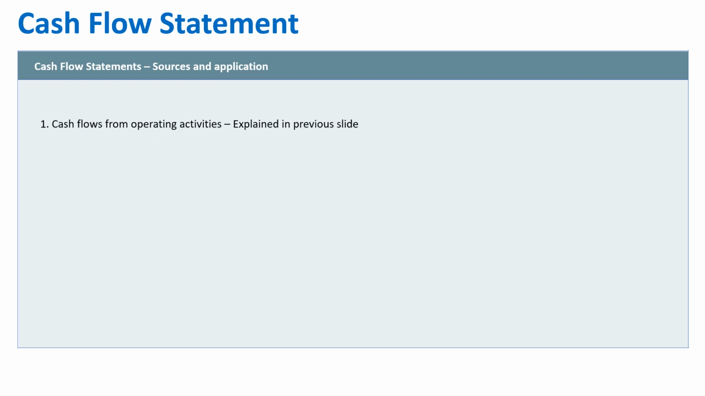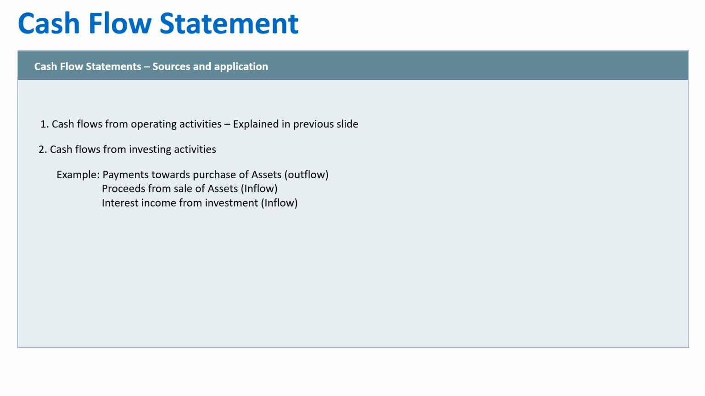So under Ind AS 7, cash flow statement has been classified into three types of cash inflows and outflows. First one is cash flows from operating activities, which I explained to you in the previous slide. Second is cash flows from investing activities. That means payment towards purchase of assets, because these are all investments made by the company, right? Proceeds from sale of assets, interest income from investment.